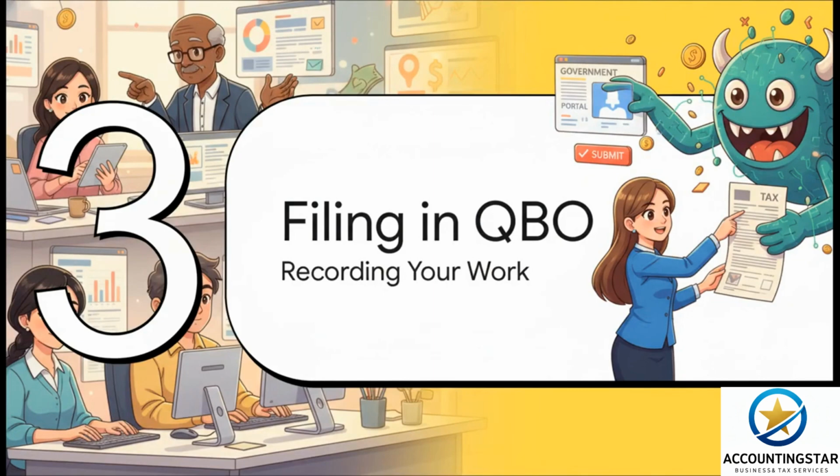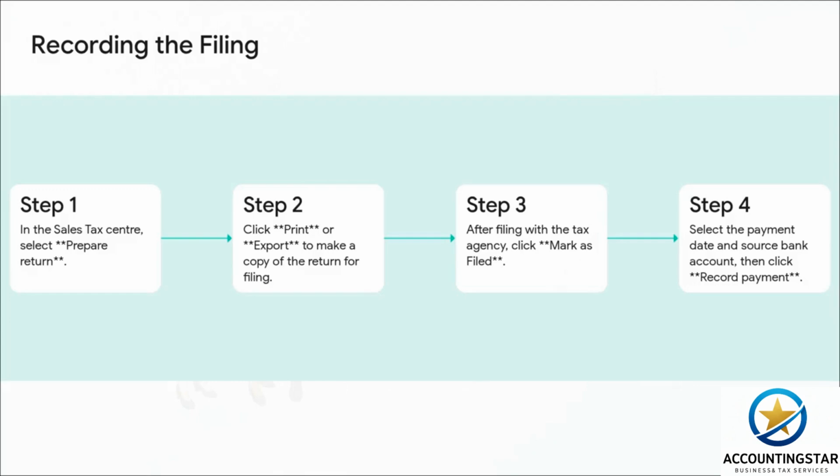So let's walk through what you actually do inside the software. Now remember, every step we're about to take is just about creating a clean record for your own bookkeeping. It has nothing to do with actually talking to the tax agency. First, you'll go to the Sales Tax Center and hit Prepare Return. Simple enough. Then, and here's a tip I always follow, print it or save it as a PDF. This is the document you'll need when you go to the government's website.